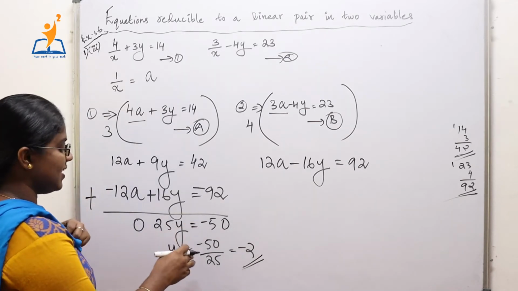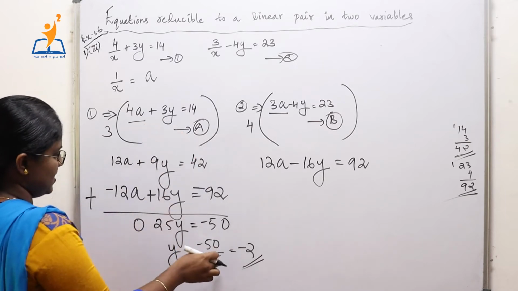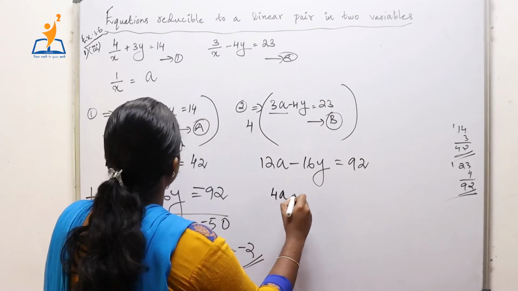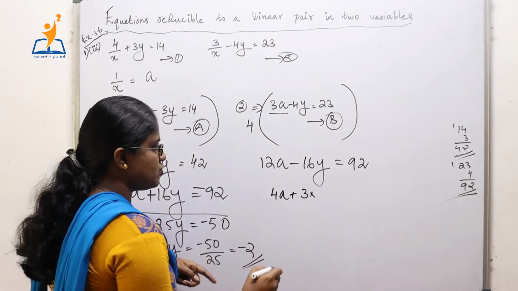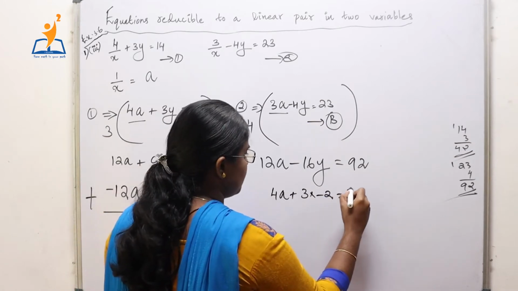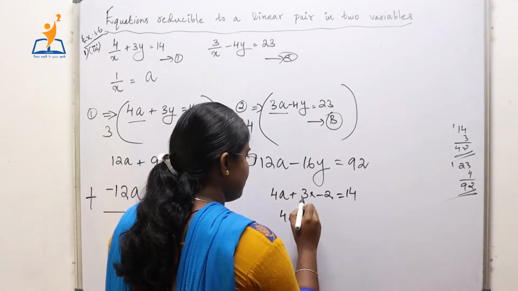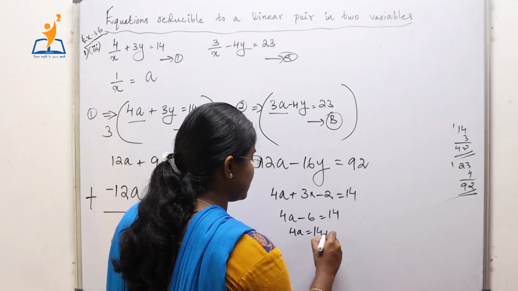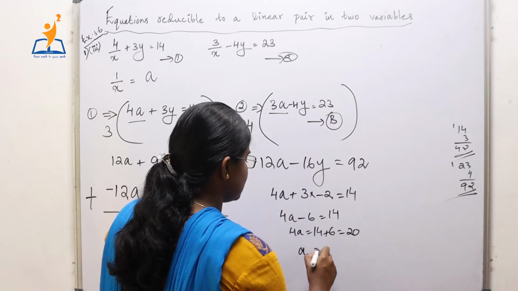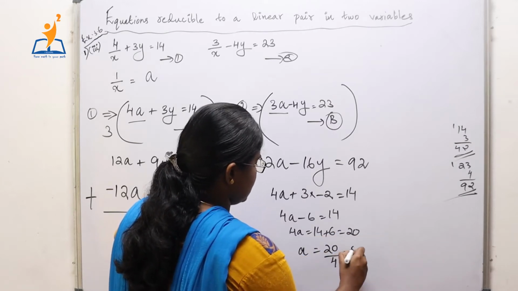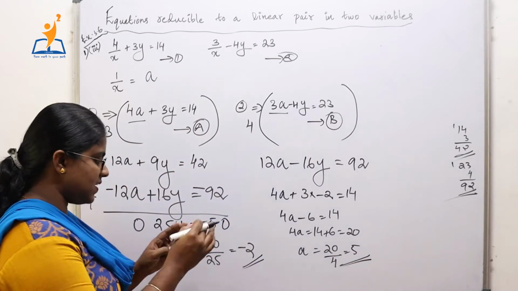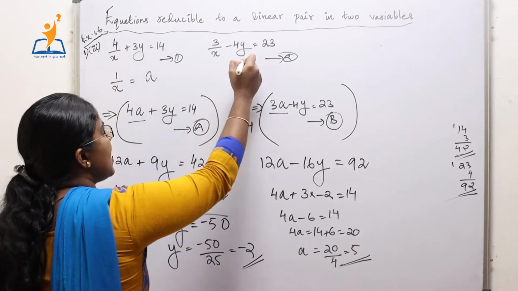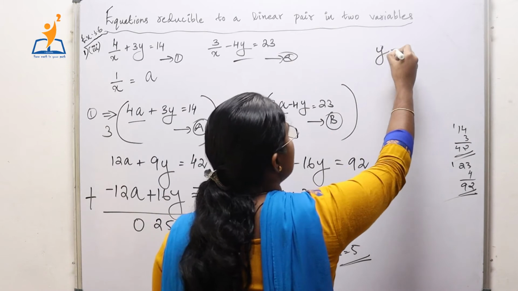So in order to find the value of a, we are going to substitute this y is equal to minus 2 in equation number a. So we will get 4a plus 3 into y, 3 into minus 2 equals 14. So 4a, 3 into minus 2 is minus 6 equal to 14. So 4a is equal to 14 plus 6, 20, which means a is equal to 20 by 4, which is 5. So we got a is equal to 5 and y is equal to minus 2. So here we got the value of y and y is simply minus 2.